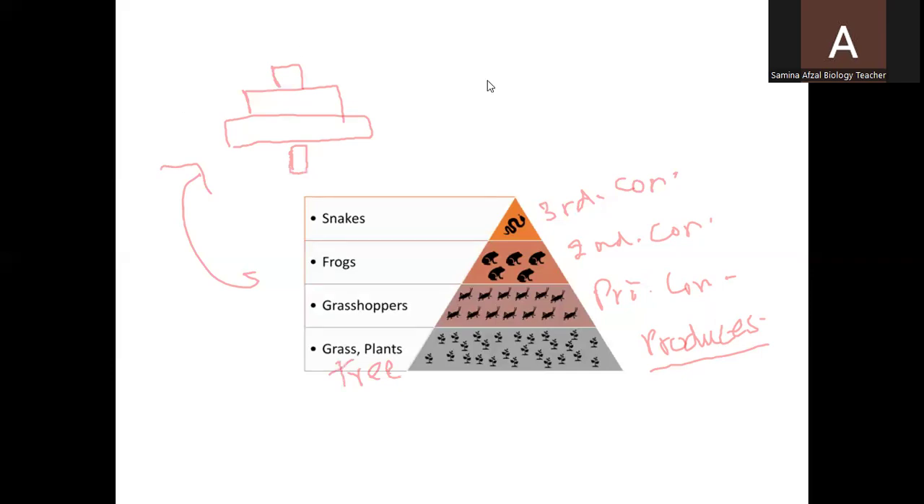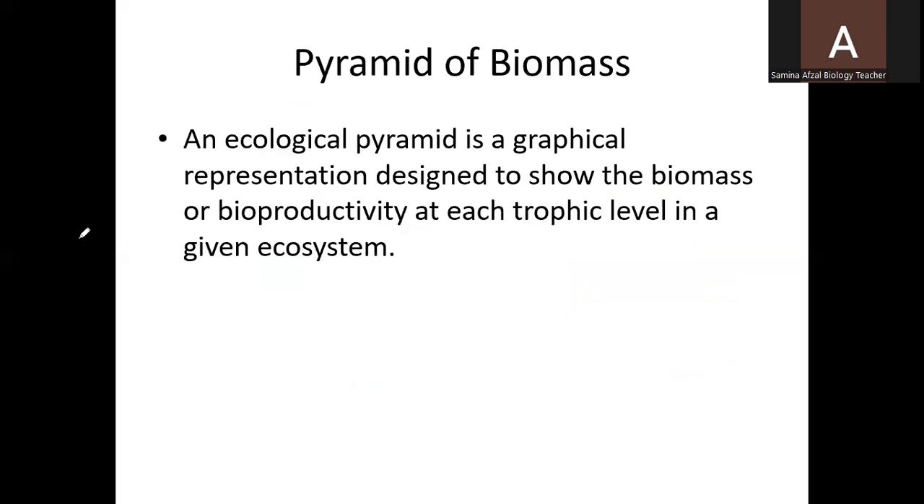So next is the pyramid of biomass. An ecological pyramid is a graphical representation designed to show the biomass or bioproductivity at each trophic level in a system. Biomass is the dry mass of an organism.